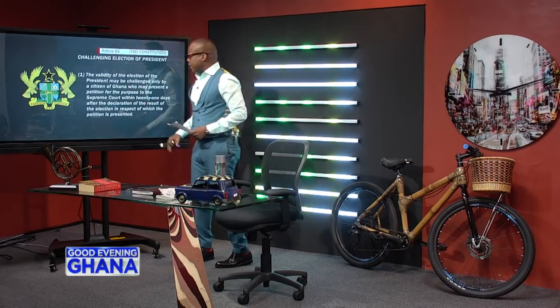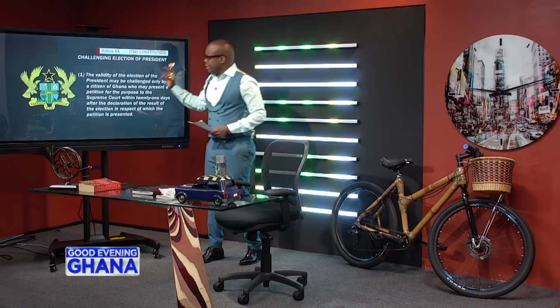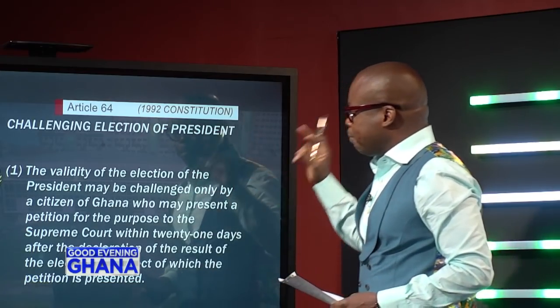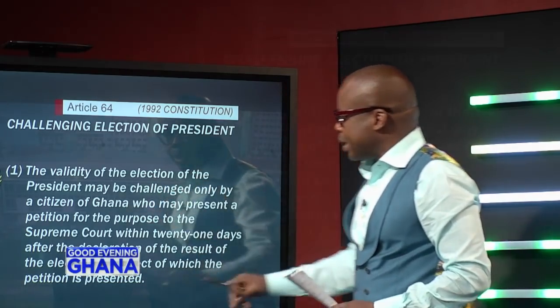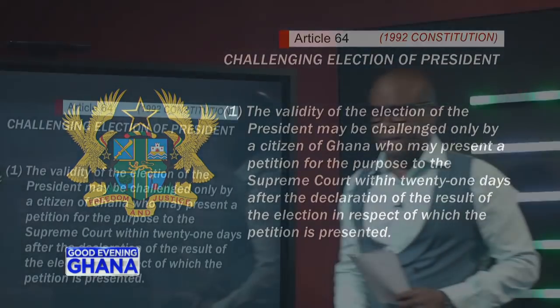students, young people in secondary school, that whenever there's an election petition, remember, it is predicated on Article 64 of the 1992 Constitution. 64, you can't forget that. The Constitution, I believe, has 297 articles. Article 64 is the challenge of the presidential election. The validity of an election of the president may be challenged only by a citizen of Ghana who may present a petition for the purpose to the Supreme Court within 21 days after the declaration of the result of the election, in respect of which the petition is presented.